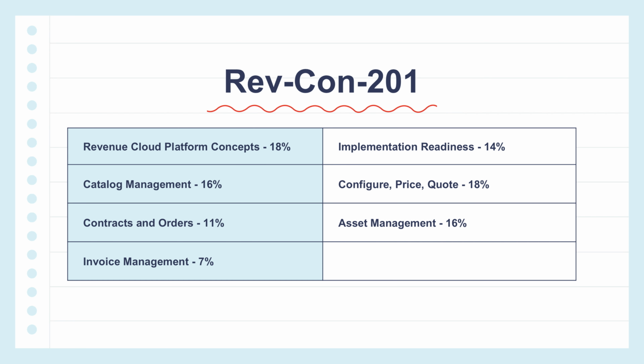Before we jump in, though, it's probably worth framing the challenge. Like, where does the complexity actually live in these systems? Yeah, that's a good place to start. If you look at the functional distribution, the heaviest lifting conceptually happens in two main areas. First, there's configure, price, quote, or CPQ, and then the core revenue cloud platform concepts themselves. Both of those have the highest functional weight. It just shows how complex it is to define and then calculate a sale.